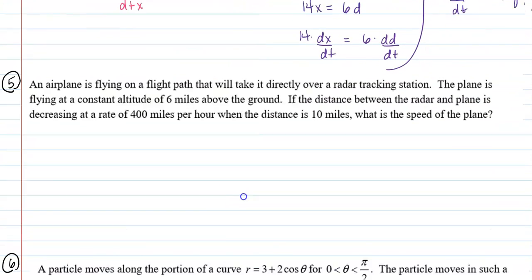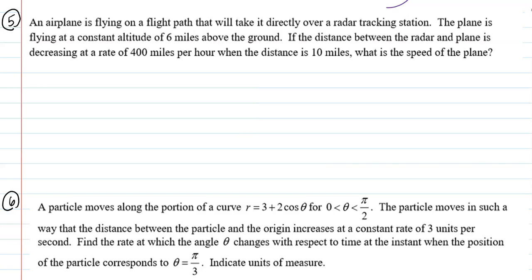Here's problem 5. An airplane is flying on a flight path that will take it directly over a radar tracking station. The plane is flying at a constant altitude of 6 miles above the ground. If the distance between the radar and plane is decreasing at a rate of 400 miles per hour, when the distance is 10 miles, what is the speed of the plane? All right, so we're going to draw a plane.